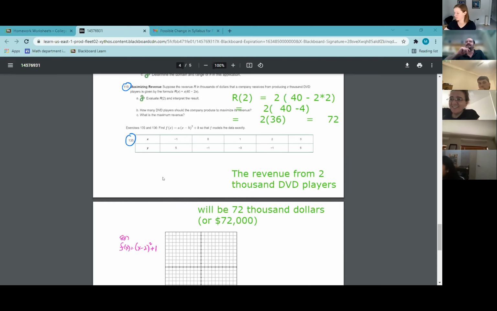Because we look at the X and we look at the Y. You tell me what the X represents and what the Y represents. So the revenue from 2,000 DVD players will be $72,000, is what this R of 2 tells me when I find R of 2 equals 72. This is something you should be able to do by this point.